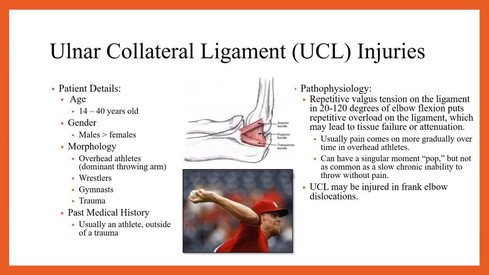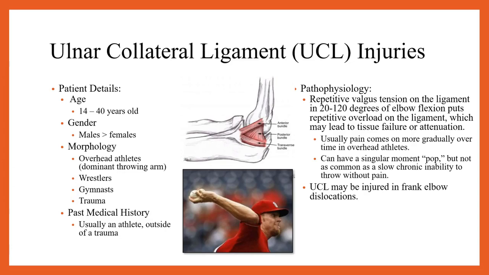The flexor pronator mass is one of those things. So to make a long story short, the UCL is one of the primary restraints to valgus stress, and we're taking our arm through that position so many times as a thrower that the UCL can become injured. The other sports that we see this a lot in are wrestlers, gymnasts, football players trying to plant their arm as they're running, right?